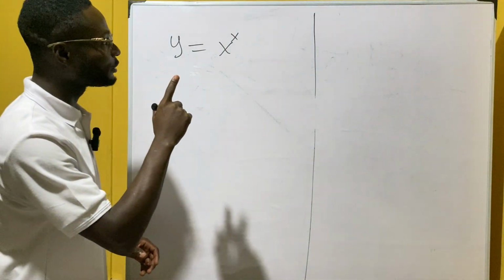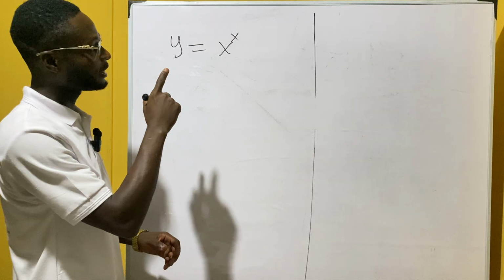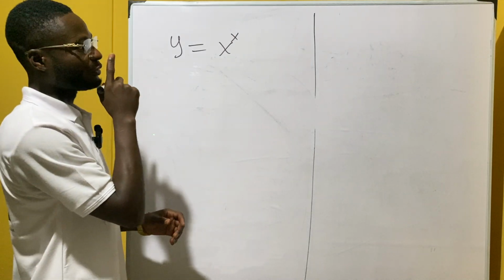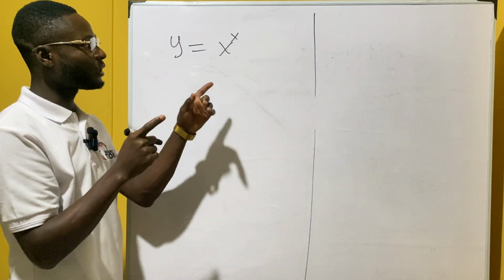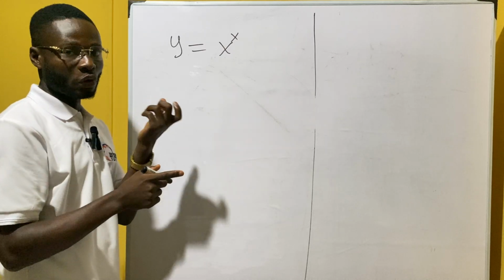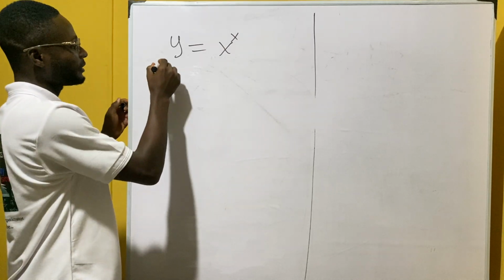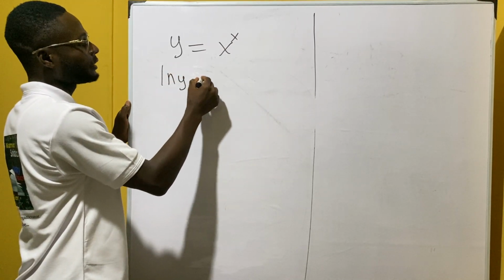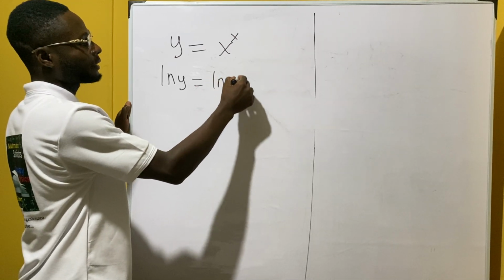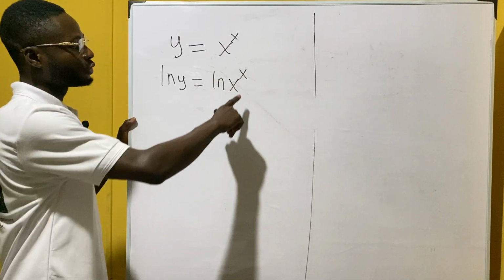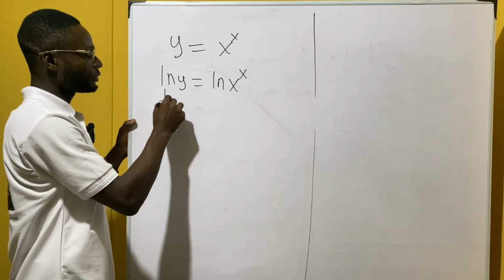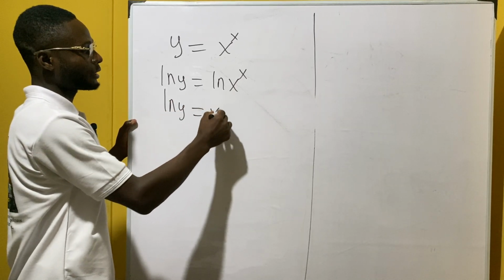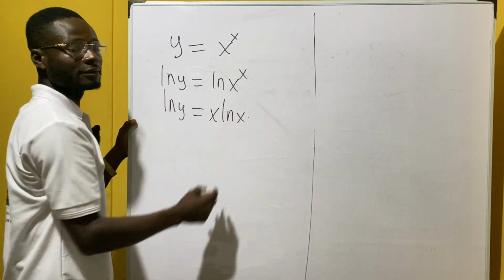So ladies and gentlemen, we want to learn how to differentiate this, right? Before we can differentiate this, we have to apply the natural log on both sides. So we have right here ln y is equal to ln x^x. So the power drops down, and so we are going to have ln y is equal to x ln x, right?